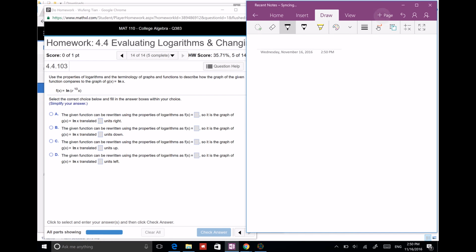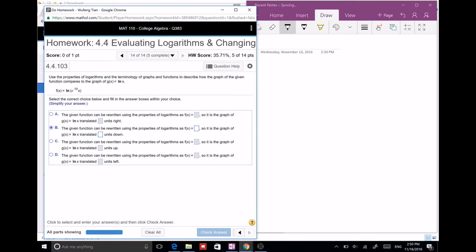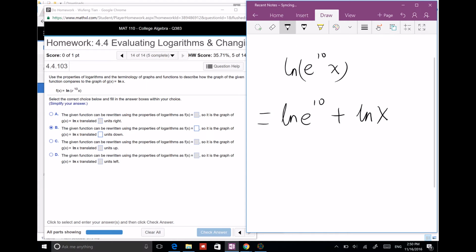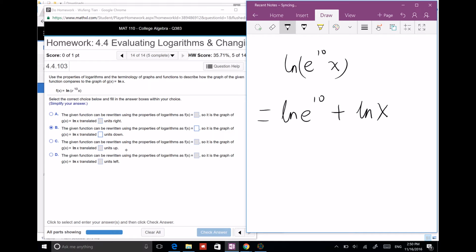Last one. This section is pretty simple, a lot of calculator things. Use the properties of logarithm for this one: ln of e to the power 10x. Actually, write this as ln e to the power 10 plus ln x. So ln e to the 10 is 10, plus ln x.